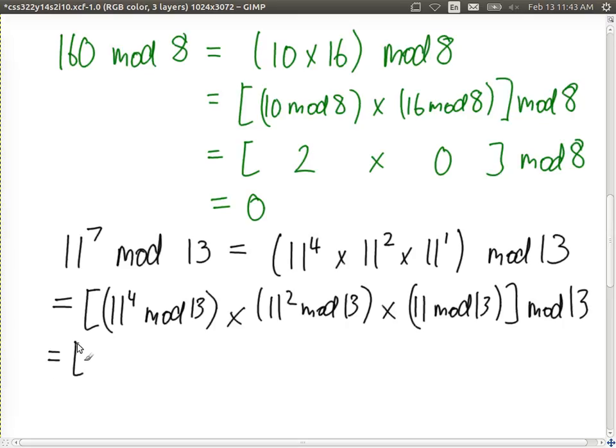Let's do parts of them at least. 11 to the power of 4, my brain cannot do that. Let's treat it as 11 squared, squared. Maybe I should put brackets there. 11 to the power of 4 is 11 squared all squared. Eleven squared, we can do that. It's 121.